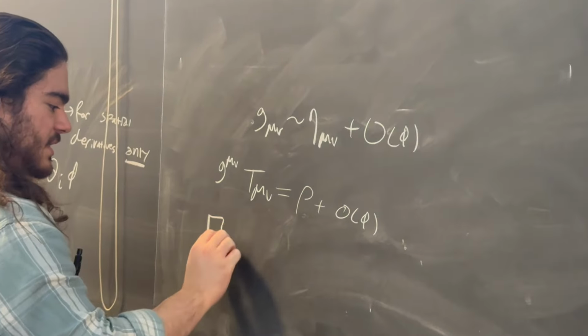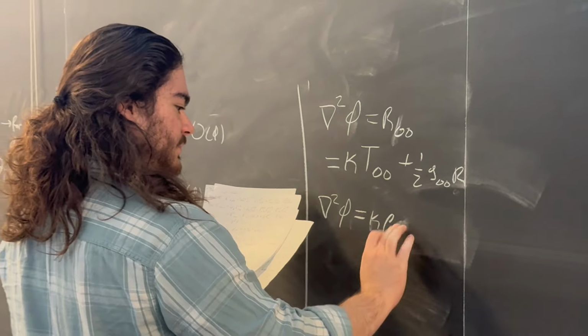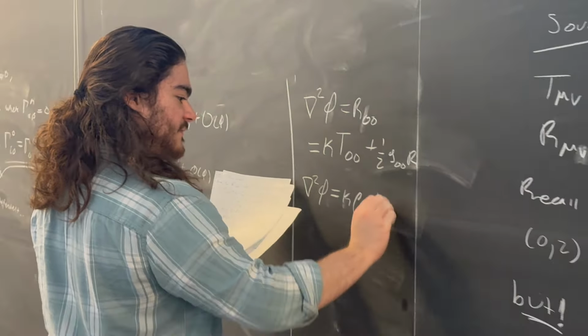And then when we plug everything back in, what we find is the Laplacian of phi, which is R 0,0, being equal to this constant times T 0,0 plus 1 half g 0,0 the Ricci scalar. The Laplacian of phi is equal to kappa rho minus 1 half kappa rho. And we derive this down there. And it's simply equal to 1 half kappa rho.